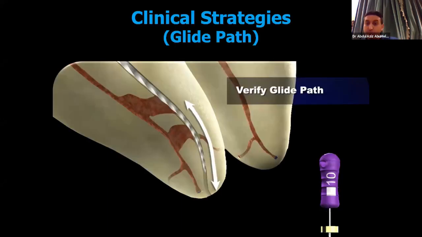Now the clinical strategy number three is the glide path. The glide path at that point is size 10. You need size 10 to go to the working length and to be loose. When you say loose, that means it's easy to go inside.